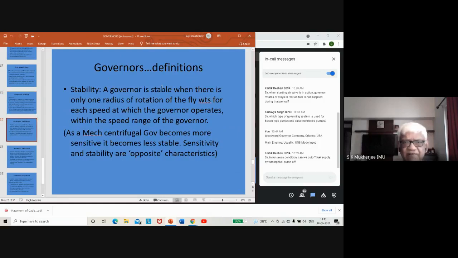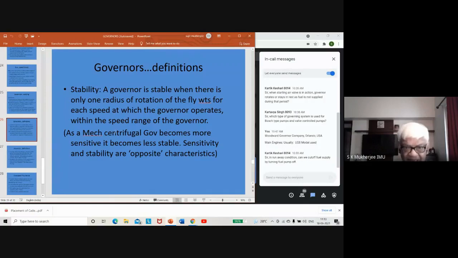Stability. A governor is stable when there is only one radius of rotation of the flyweights for each speed at which the governor operates within the speed range of the governor. That means it is very, very stable. Even if there is a change in speed, there will be no change in fuel. So it is very stable. You don't want too much stability. It's like a lethargic governor. A lazy governor will be called a very stable governor.